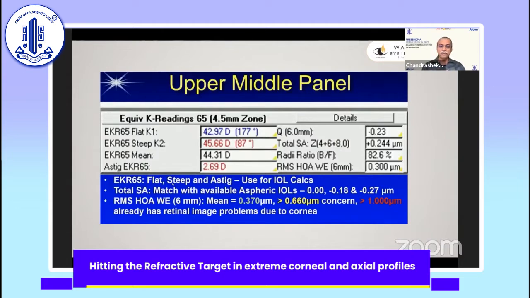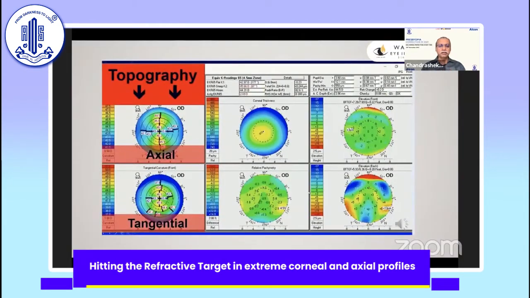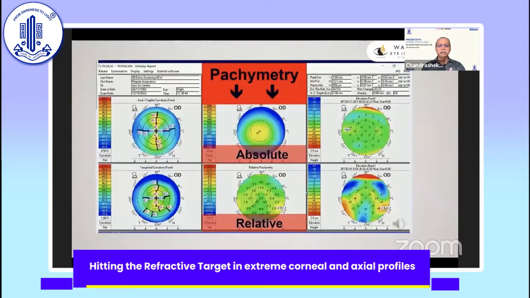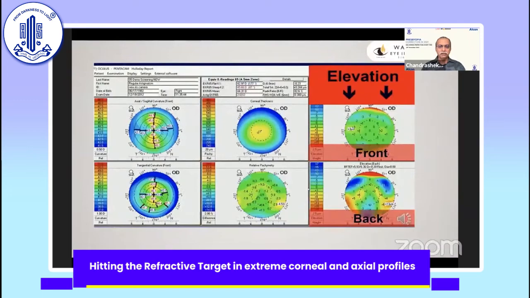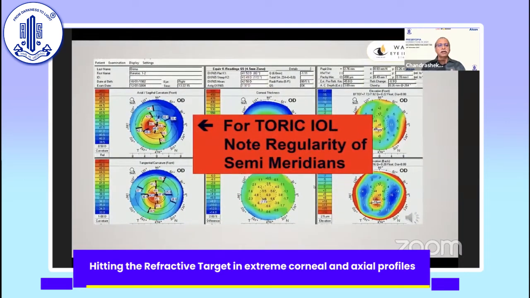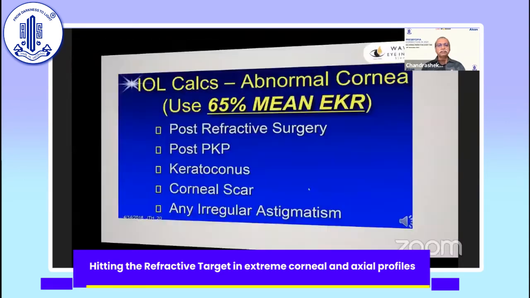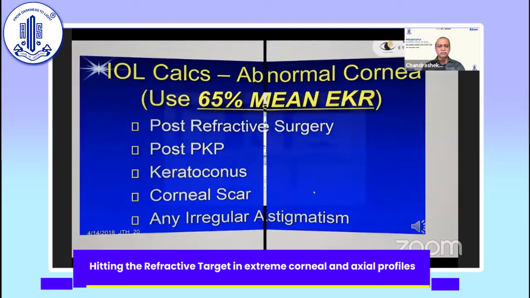And why 4.5? Because this correlates best with the central corneal power. So you get a topography here, and then the pachymetry, and then the elevation. So whatever you require, everything is there on the single screen, and it's a very, very useful tool, as I already said. For toricity, of course, we look at the axial or the sagittal curvature. So use it for any abnormal cornea: post PKP, post refractive surgery, ectasia, corneal scar, irregular astigmatism.